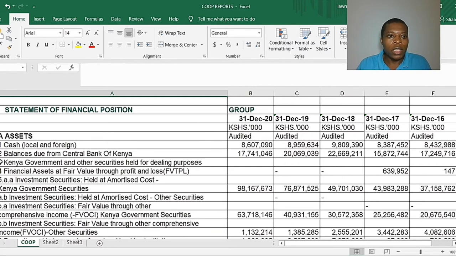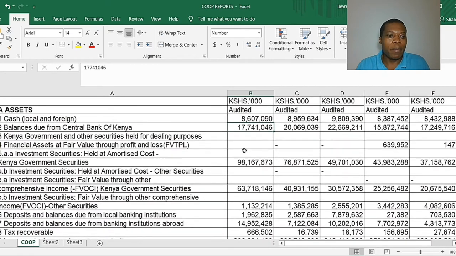So if you can see the cash, it has not been reducing or increasing, which is good. The balance also only reduced in 2020 because of the reasons we all know, the pandemic. If you see Kenya government securities, you can see they have been increasing, and they increased also in 2020 because it was too risky. So most of the money they invested in government securities. This is actually one of the safest ways you can invest.